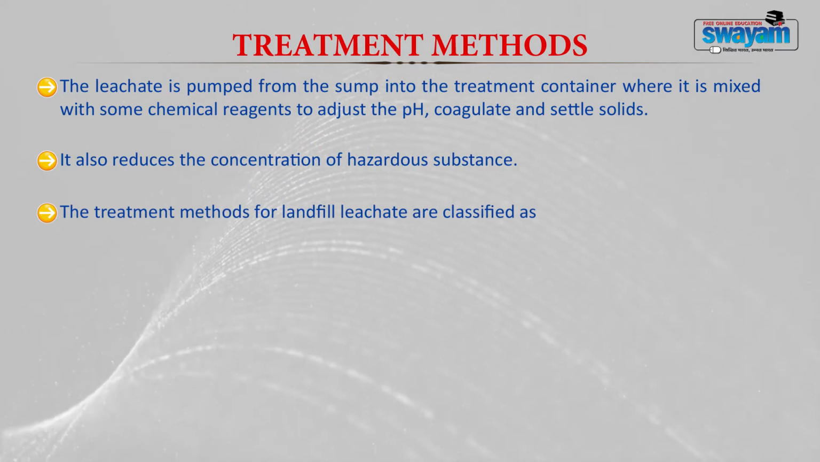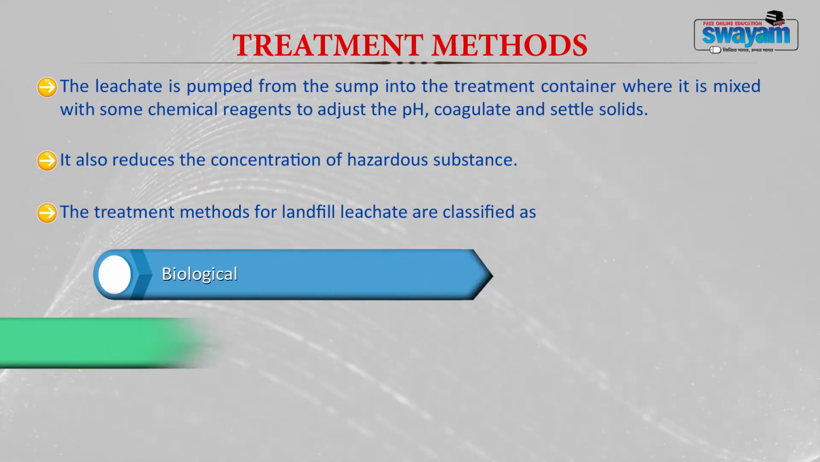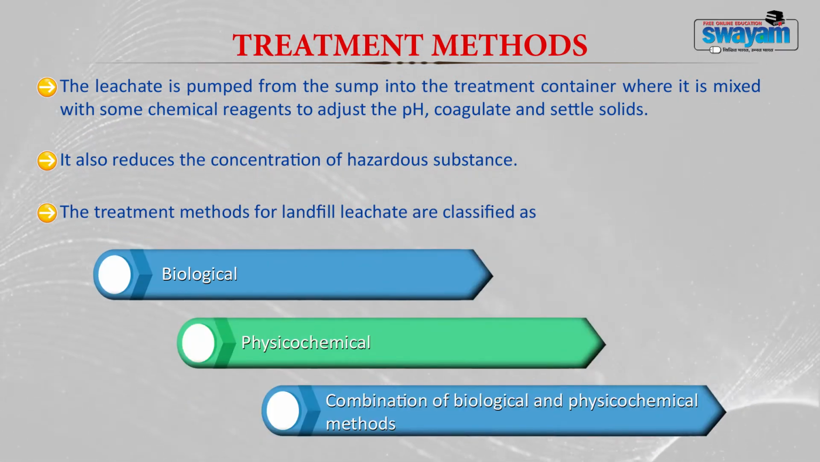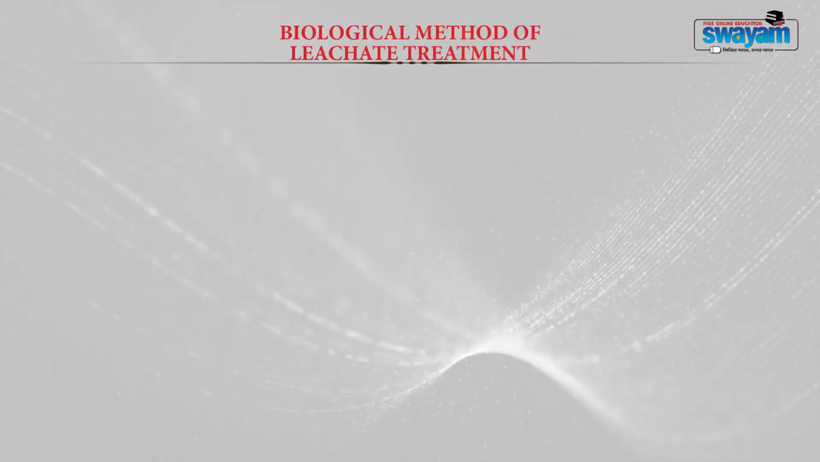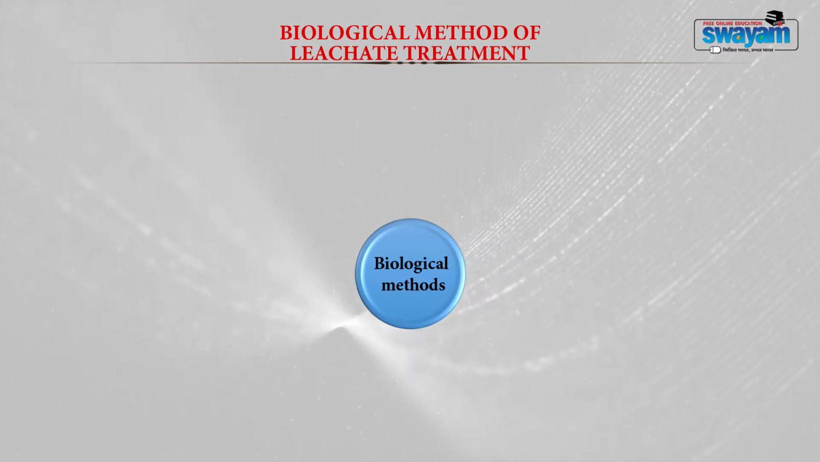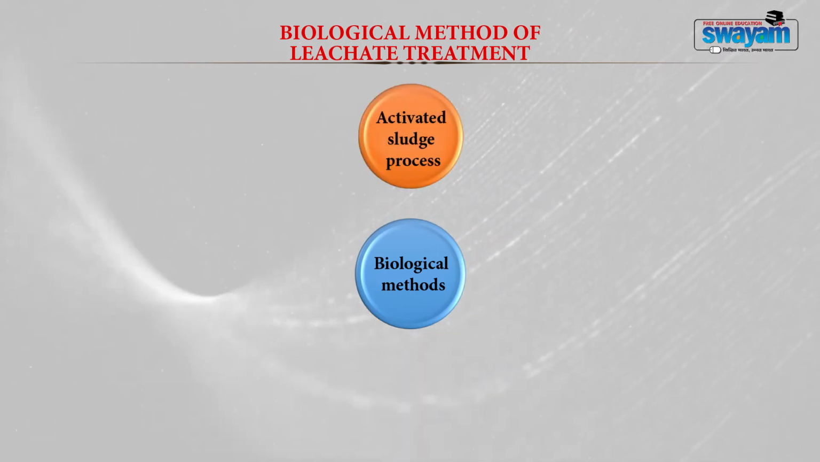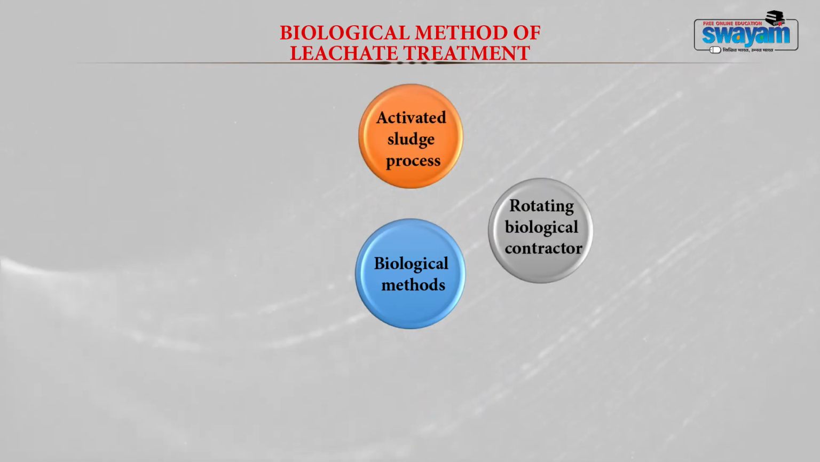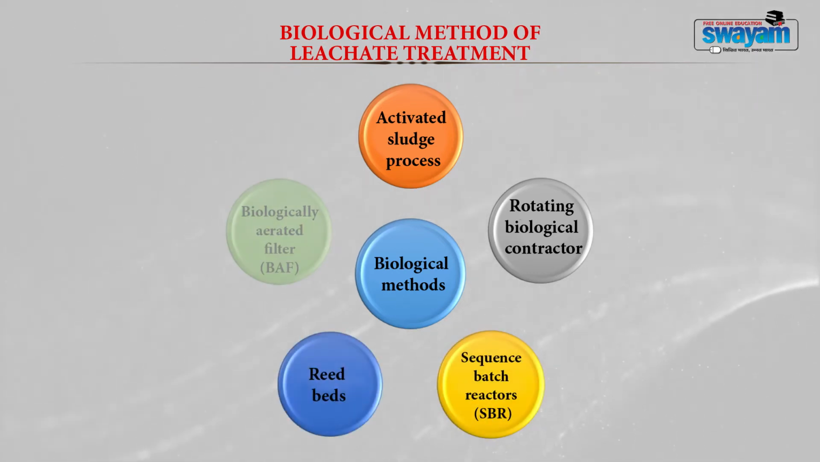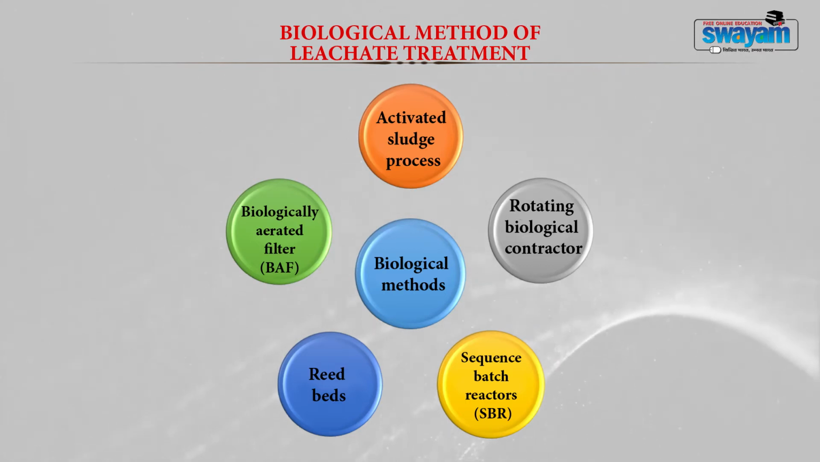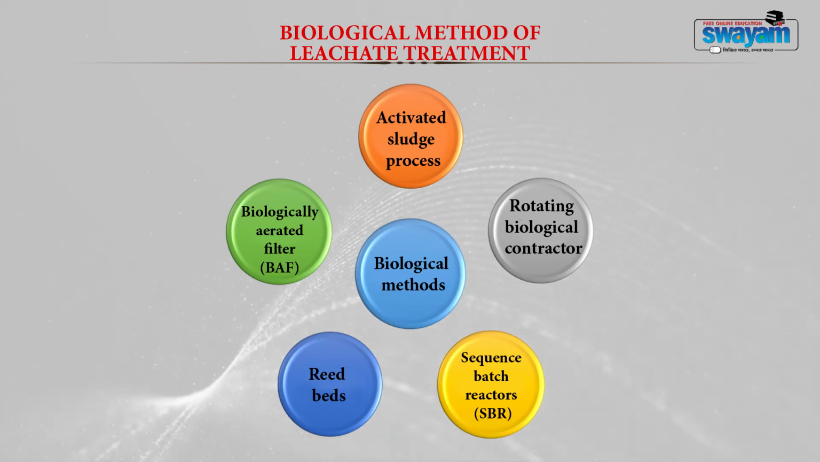Now, let us discuss what are the different biological and physiochemical methods that are used for leachate treatment. There are a number of biological methods that are used for leachate treatment. One is your activated sludge process, second rotating biological contactors, sequencing batch reactors, reed beds and biologically aerated filters. Generally, microorganisms are used for treating the leachate in these processes.